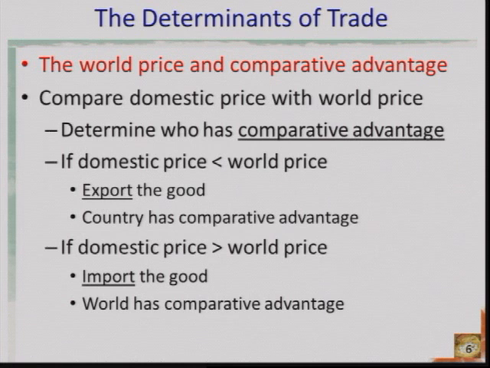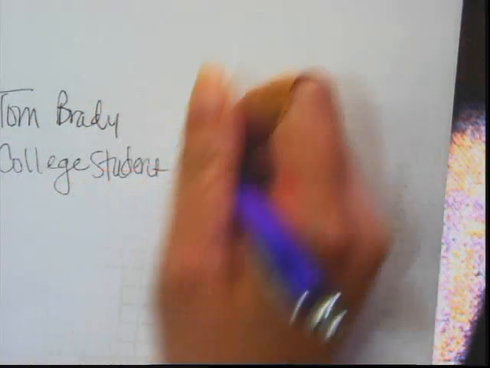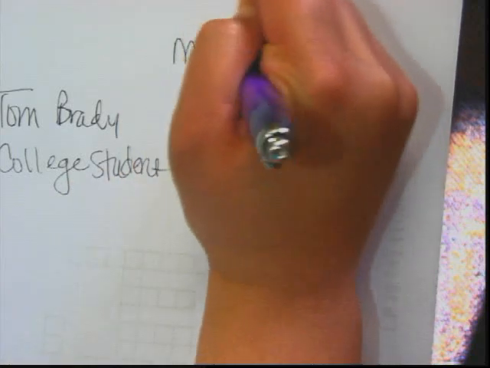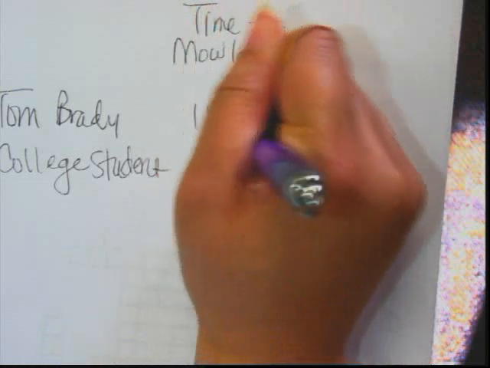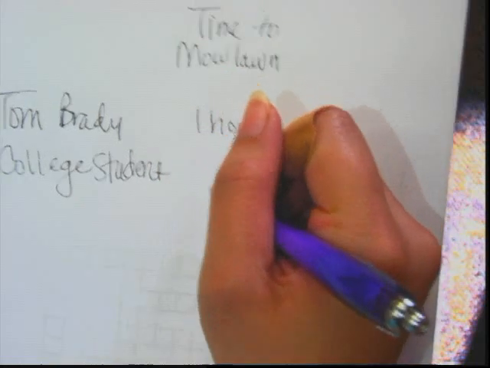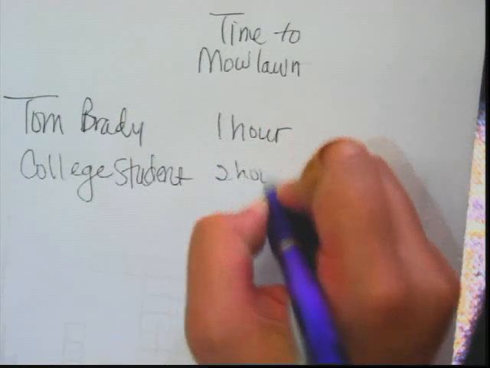Let me just give you a quick example. This is way back from chapter 3. If you haven't had macro, this is just a quick refresher. Chapter 3 is talking about Tom Brady and a college student. And the question is, should Tom Brady mow his own lawn? So we're going to look at the time that it takes to mow his own lawn. We'll just pretend for Tom Brady it's 1 hour, and for a college student, it is 2 hours.